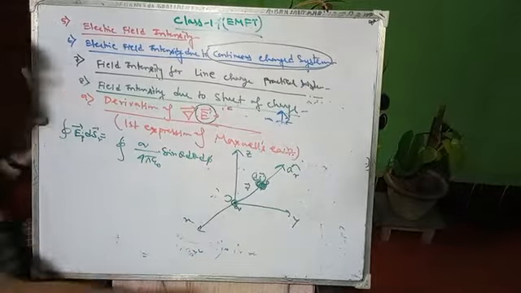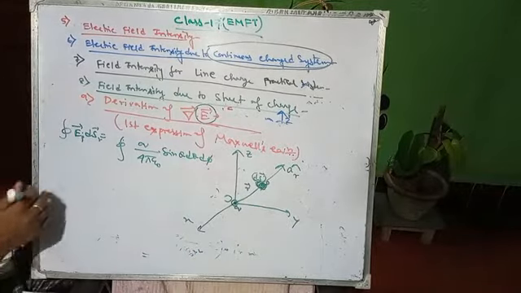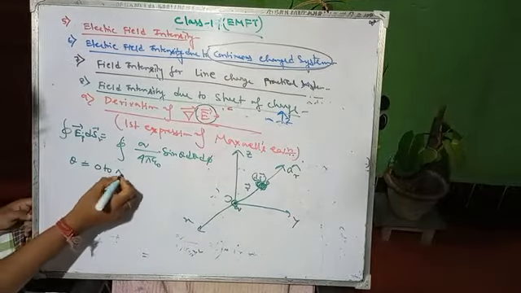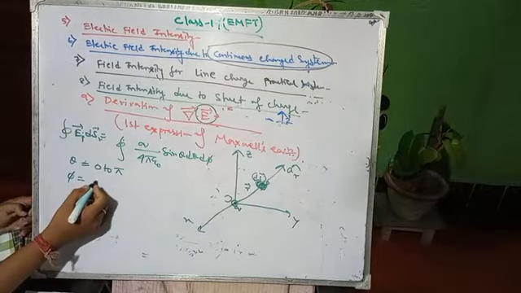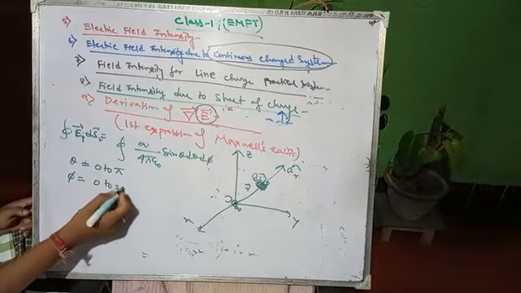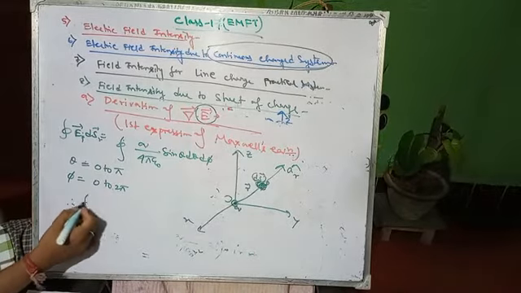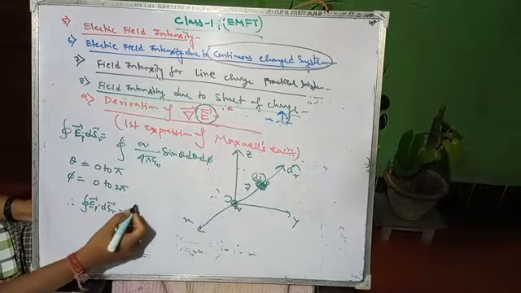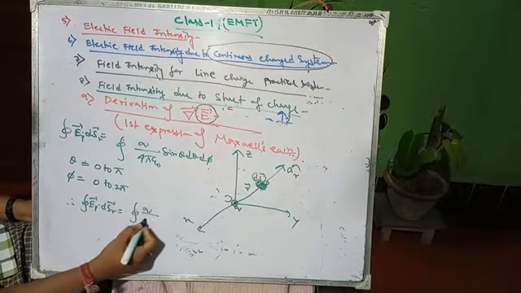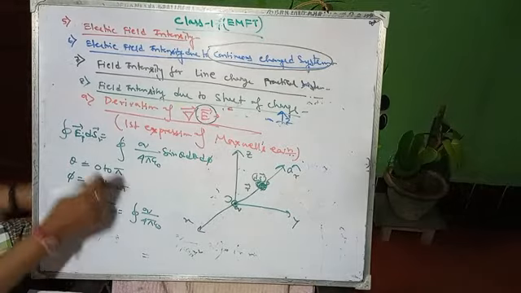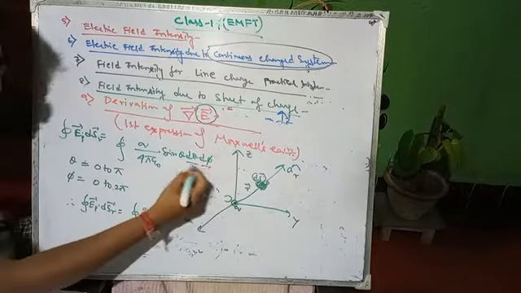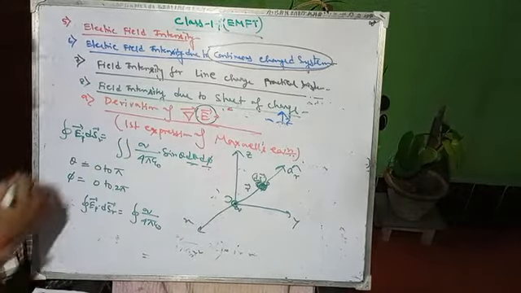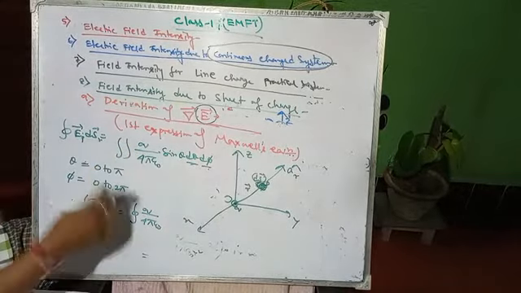So what is the range of d theta and d phi? Theta ranges from 0 to pi, and phi ranges from 0 to 2 pi. That means the closed surface integration of E_p vector dot dS_r vector equals the closed surface integration of Q by 4 pi epsilon naught. Now it is a surface integration because there are two differential elements, so we can change it into a double integration.